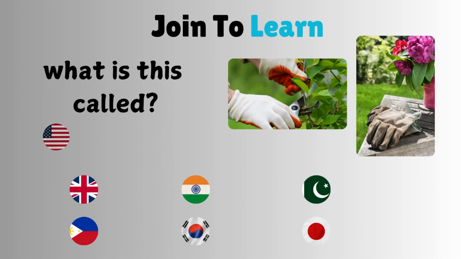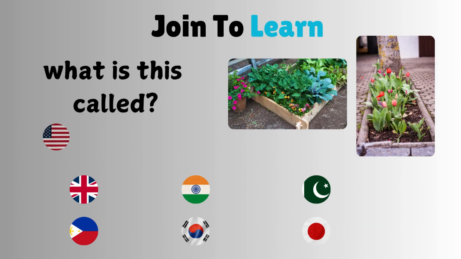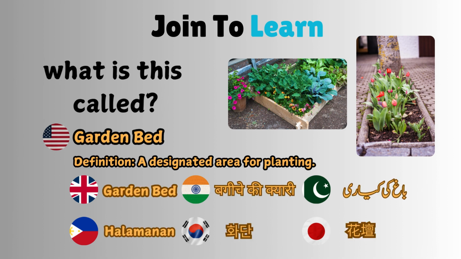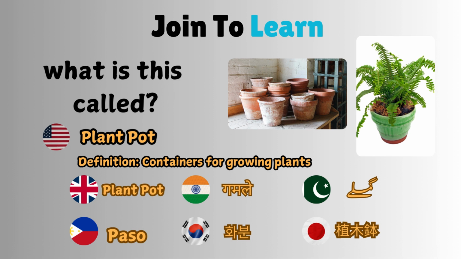What is this called? Gloves. Protective gloves used for gardening tasks. What is this called? Garden bed. A designated area for planting. What is this called? Plant pot. Containers for growing plants.